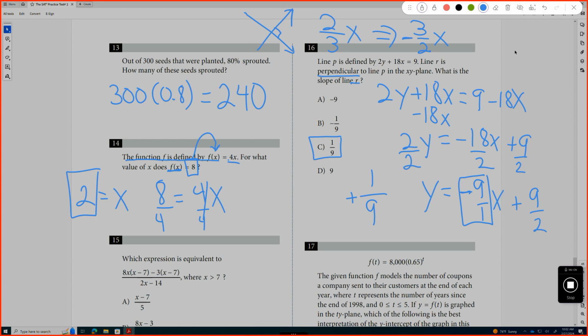When we move the x's to the right, they become negative. Divided by a positive 2 is negative 9 over 1. So the reciprocal has to be a positive slope, 1 over 9. We don't count the x, so there's no x's on the answers there.